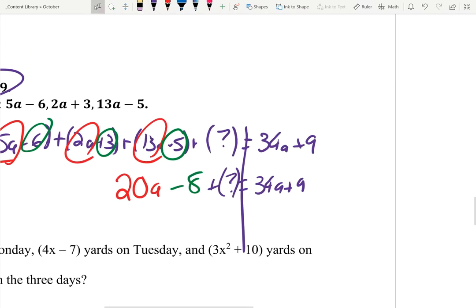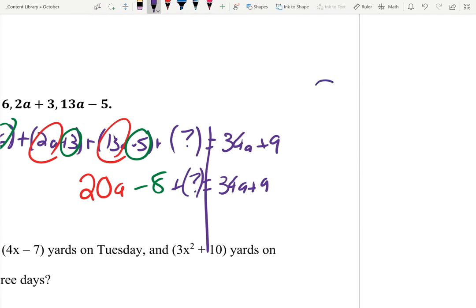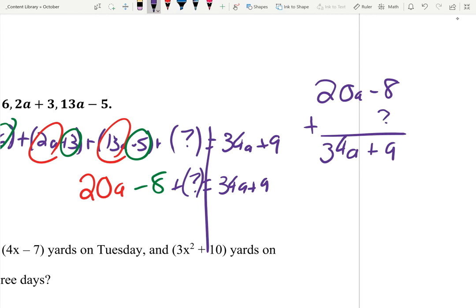So I'll do both approaches again, just so you can kind of see what they were. So remember, one way is saying, hey, 20a minus 8 plus something, right, equals 34a plus 9. Okay, so fill in the gap, right? Negative 8 plus some number equals 9. So if you can figure out what that number is, then you've got that part of the answer, right? Negative 8 plus, and this happens to be 17. Negative 8 plus 17 makes positive 9.